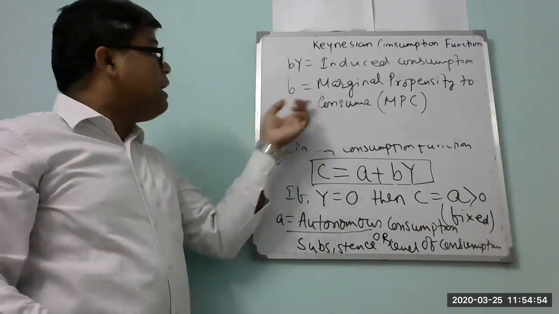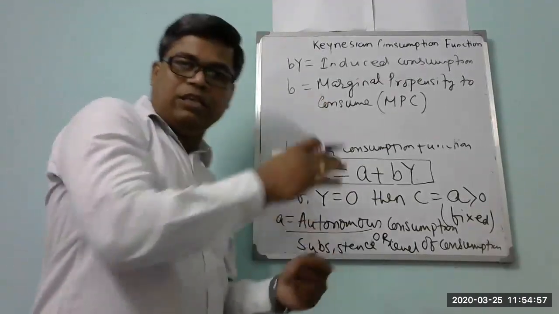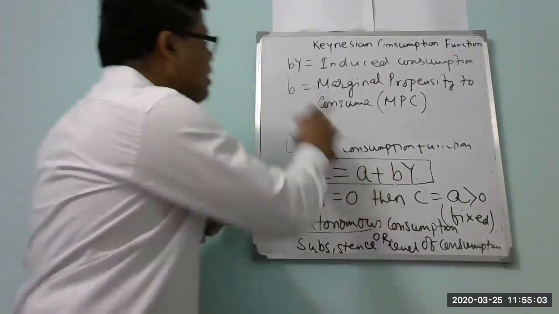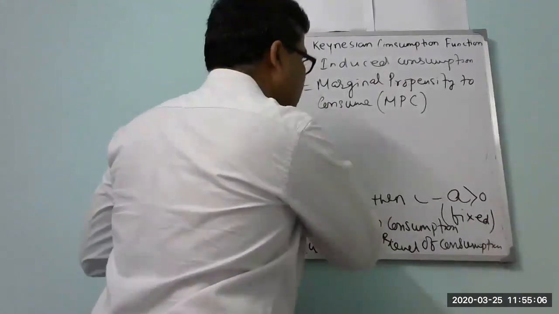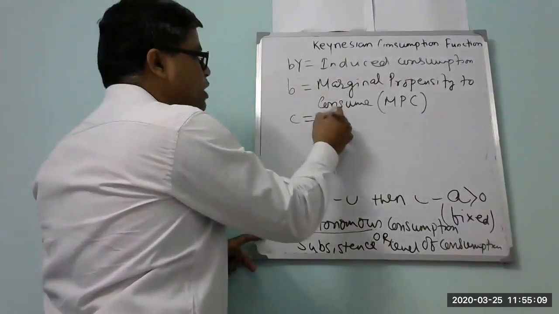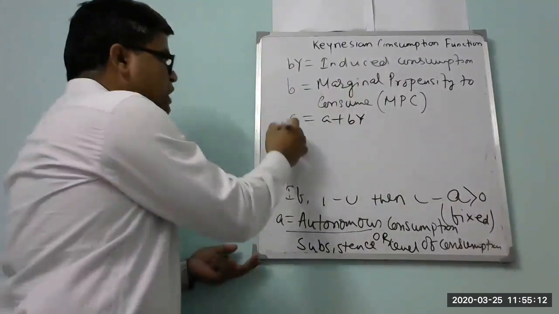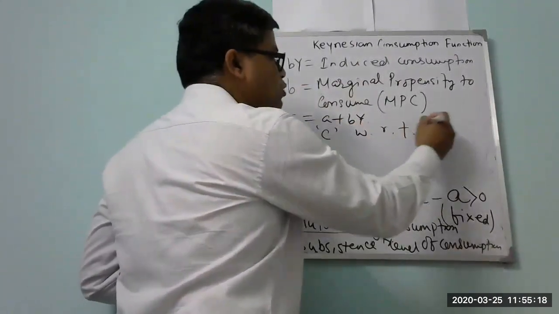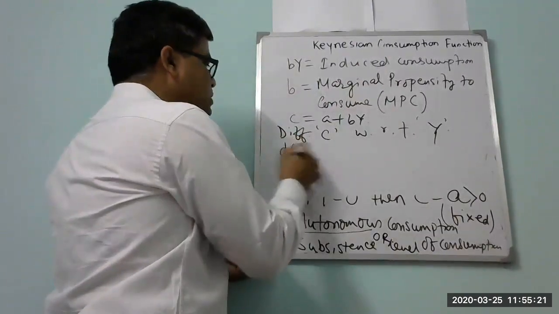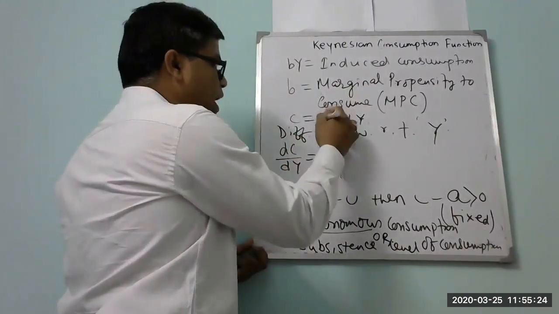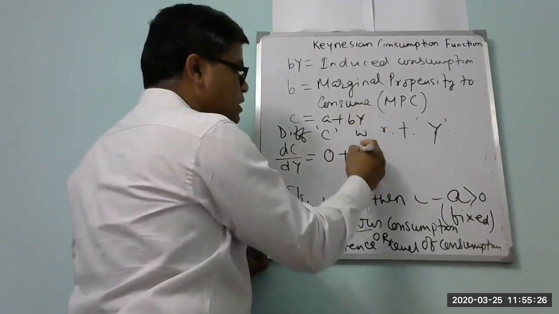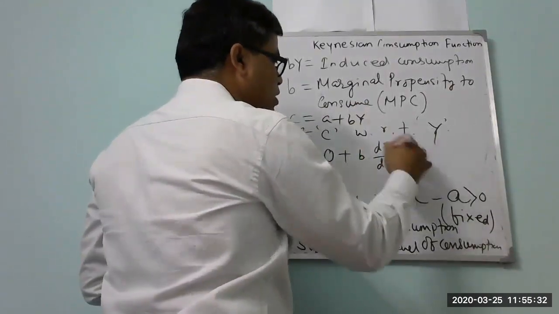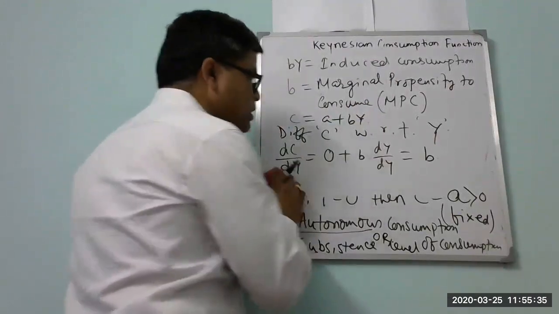What is the meaning of MPC? MPC means the change in consumption due to a change in the level of income. So I'm just doing a very simple differentiation. Let's say that C equal to A plus BY. Now if we differentiate C with respect to Y, then it would be dC by dY. Now since A is constant, so it would be 0. B is also coming out, then dY by dY ultimately becomes 1, and this is B. So dC by dY is equal to B.